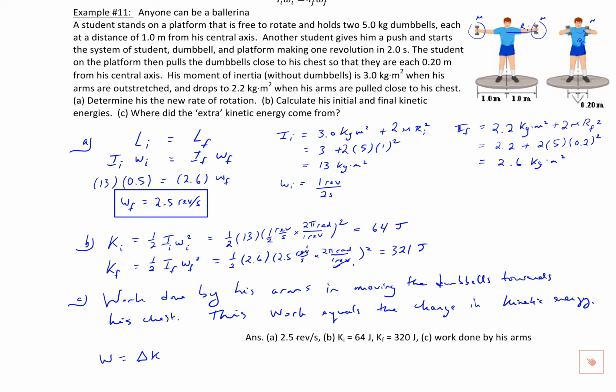You see, a lot of people might be tempted to say that the kinetic energy is the same without doing any calculations, and it isn't. It's really not an isolated system. So the student had to do work in order to move the masses closer to the center of rotation, and this extra kinetic energy came from the chemical potential energy stored in the body of the student. And that's it for example number 11.